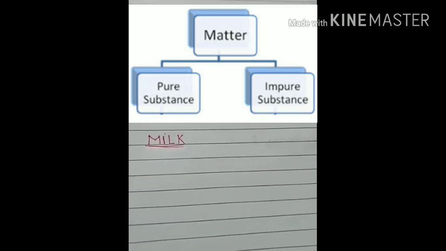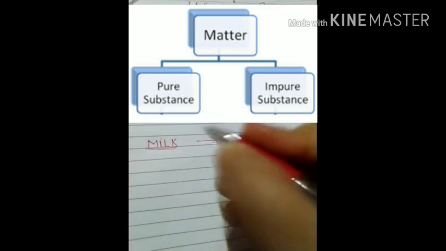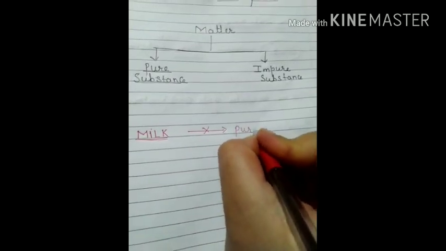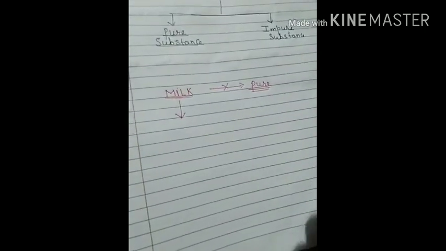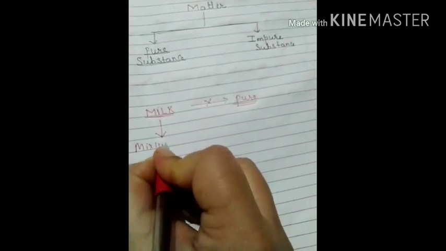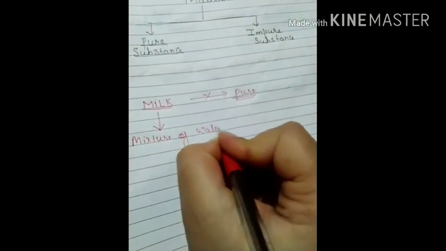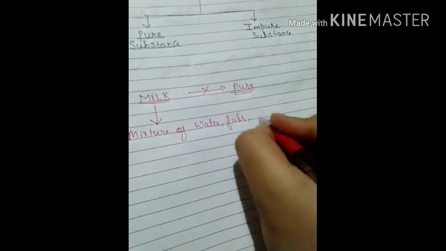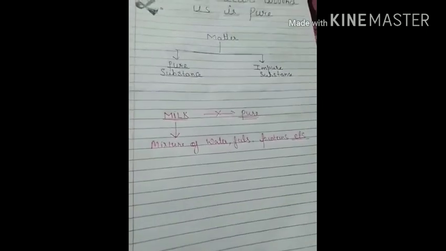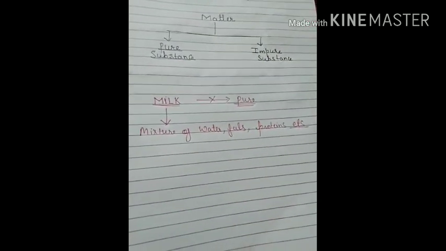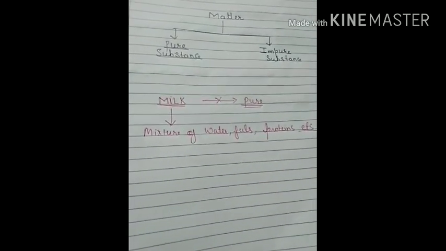But it is not so. Milk is not a pure substance. I'll tell you why. Milk is an impure substance because it is basically a mixture of water, fats, proteins, etc. Now something is striking in your mind: if milk is not a pure substance, then what are pure substances, and what are the examples of pure substances?